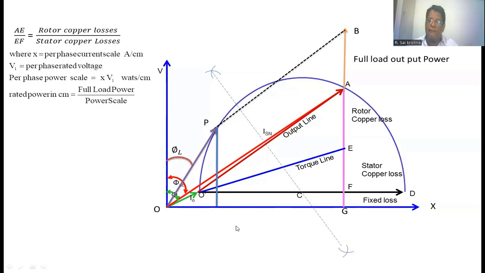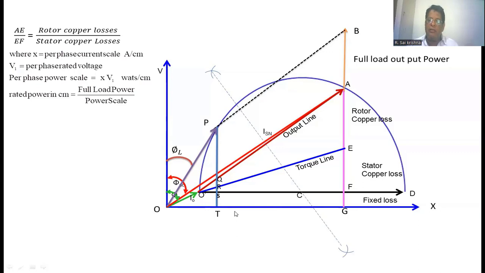Now give the labeling. This is phi L. Phi L is the angle between the voltage and the full load current. OA is the full load current. Now this point is Q, this point is R, this point is S, and this point is T.